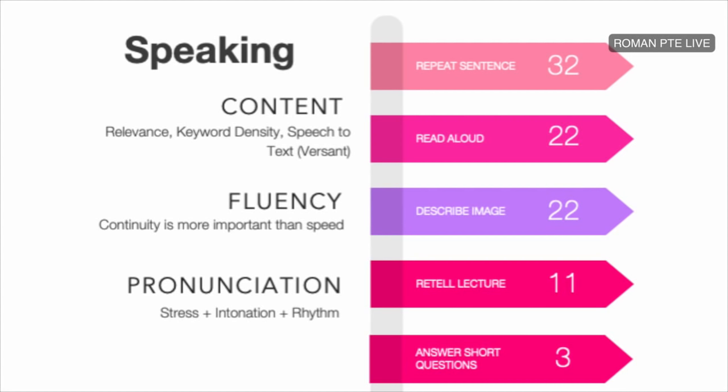Now the last question type here is short answer question. These questions are not so important and they carry only 3 points towards the speaking. So you can see here, if you are struggling in speaking, then you must focus more on repeat sentence followed by read aloud and describe image.